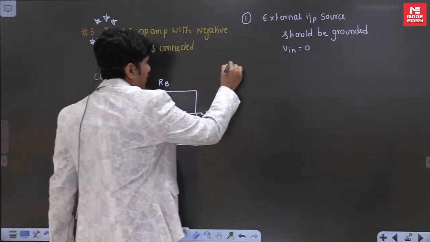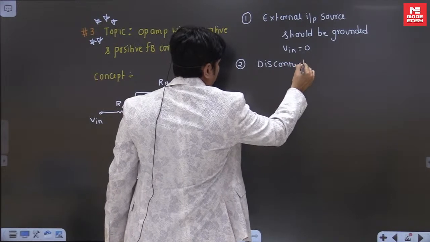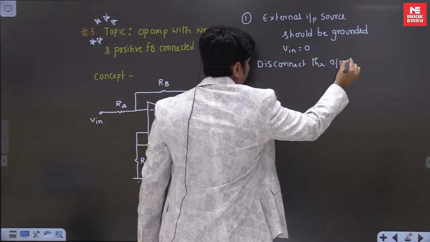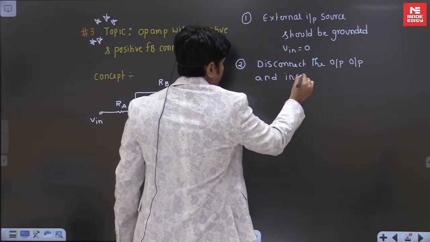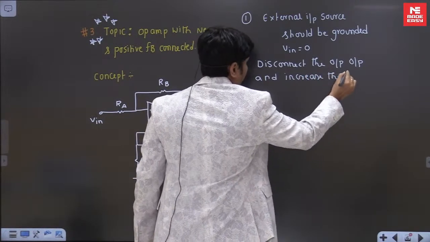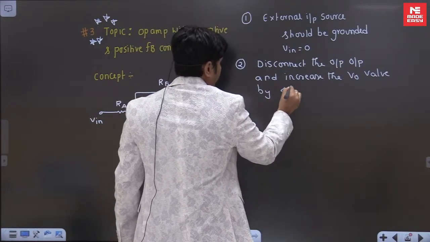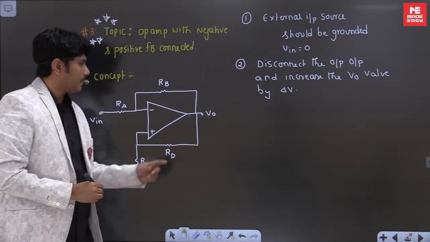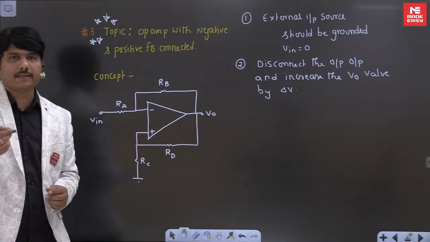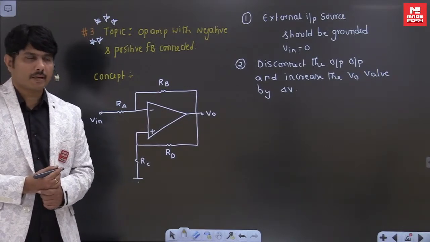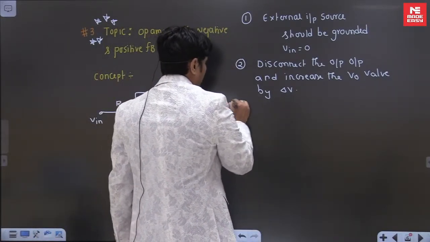The second point is: disconnect the op-amp output and increase the V0 value by some del V. See, the next step is just to disconnect the output from the op-amp and assume that the output is rising by some small voltage del V. Then, point number 3, the last step.